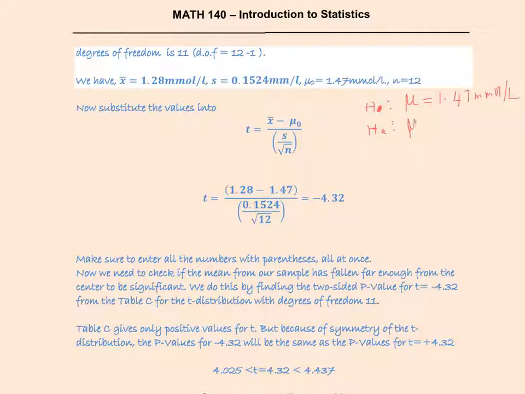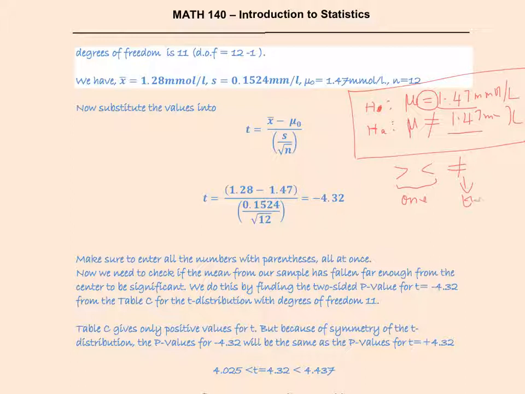What we're trying to prove is that mu is not equal to 1.47 millimoles per liter. So write this down first, and this number that you see in the null and the alternative hypothesis is the same. The null hypothesis always has an equal to, and the alternative could be greater than, less than, or not equal to. The first two would be one-sided tests, and this would be a two-sided test, because when we say it is not equal to, it could be less than or greater than.